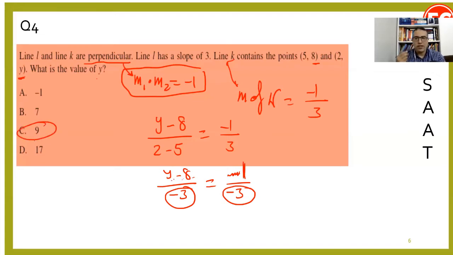Try to follow the steps that I'm using while I'm solving, so you will decrease the amount of time and you will solve faster. The examiner in the SAAT is not looking for the steps of working, he is looking for the right answer. So try to be smart.